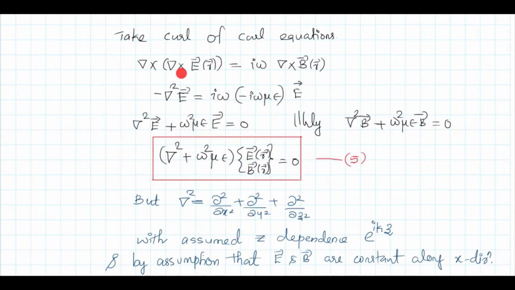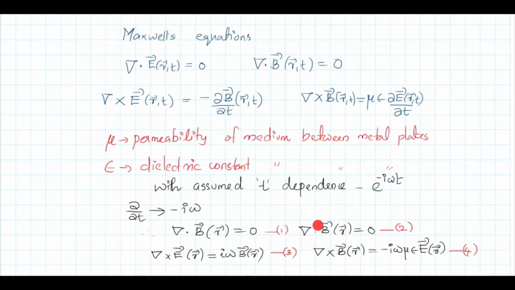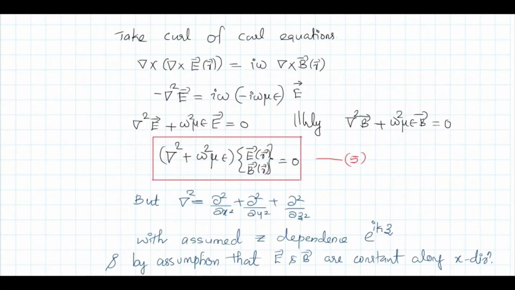First you take the curl of del cross E. Then the left hand side becomes del of del dot E minus del square E, but del dot E is 0. By mistake I wrote B here, this is E, del dot E is 0. So the first term, del of del dot E, becomes 0, and the second term, minus del square E, equals i omega into del cross B, which is minus i omega mu epsilon into E. Rearranging this, you will get del square acting on E plus omega square mu epsilon into E equal to 0.